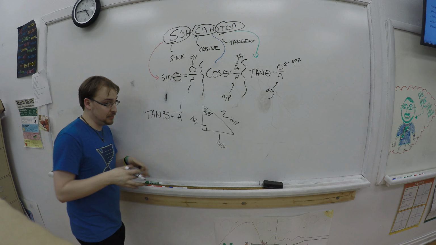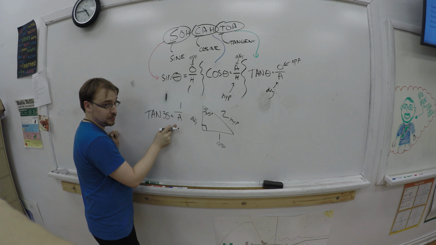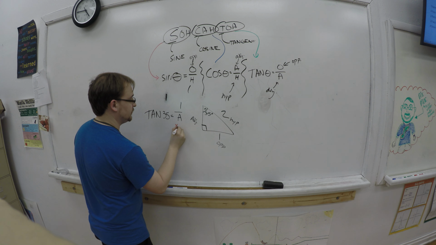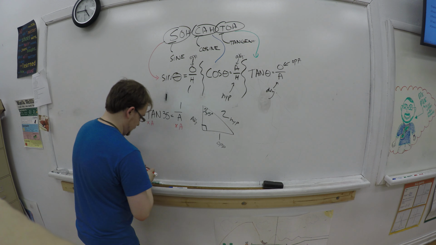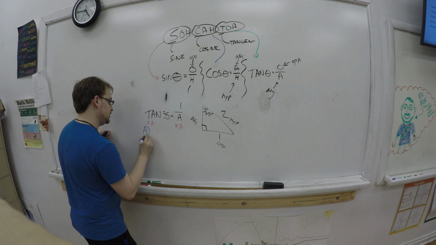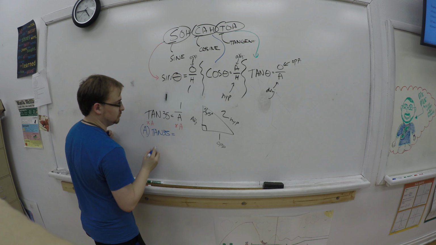Now you can solve for A. How do we do that? Well, it's a little messy. We got to get A over here. So instead of divide by A, because that's what this means, we're going to multiply by A. And we got to do it to both sides because it's an equation. So now we get A times tangent of 35 equals 1.